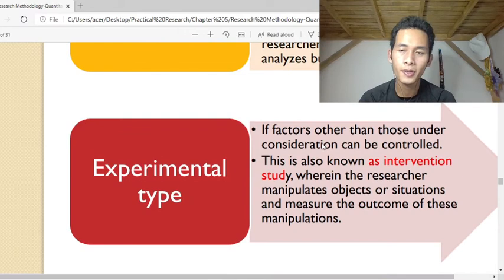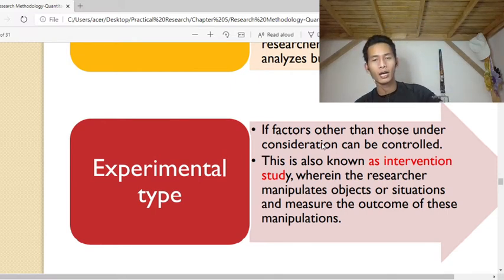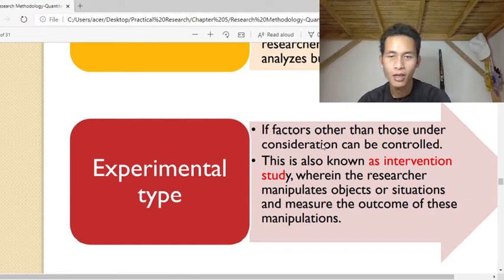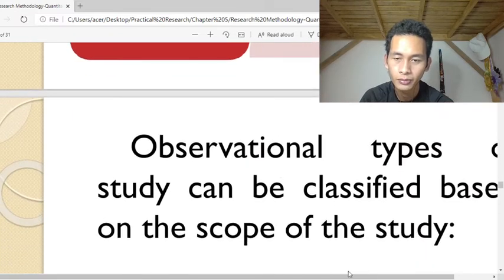Whereas in the experimental type, factors other than those under consideration can be controlled. So the experimental type focuses more on controlled variables. This is also known as an intervention study, wherein the researcher manipulates objects or situations and measures the outcome of these manipulations.